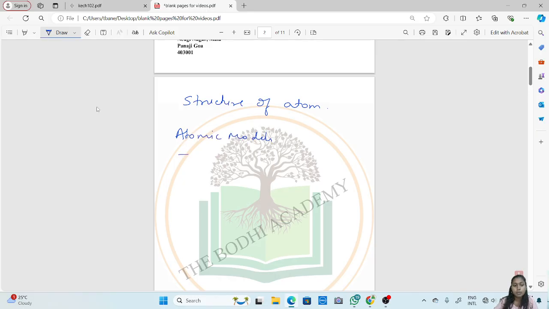First one was given by J.J. Thomson. Then we have found that J.J. Thomson's atomic model wasn't able to explain certain things. Then Rutherford gave his model.